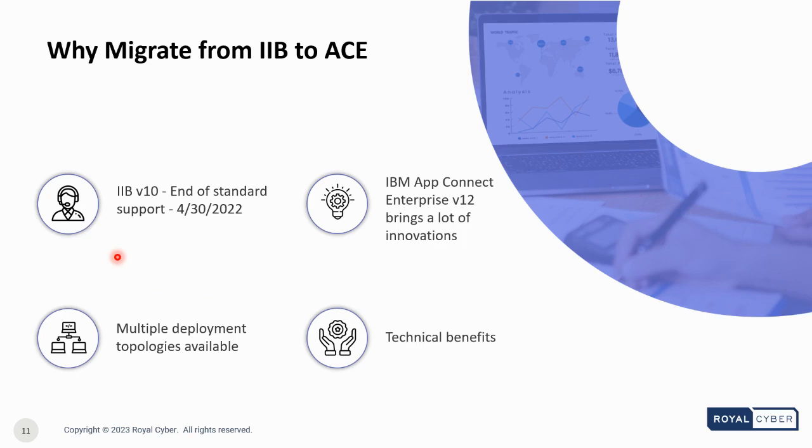With that, you could literally migrate over to IBM App Connect or any of the other integration platforms in the market. But why really IBM App Connect Enterprise? This new solution, IBM ACE version 12, the latest, really offers tons of new great features which you really don't want to miss.